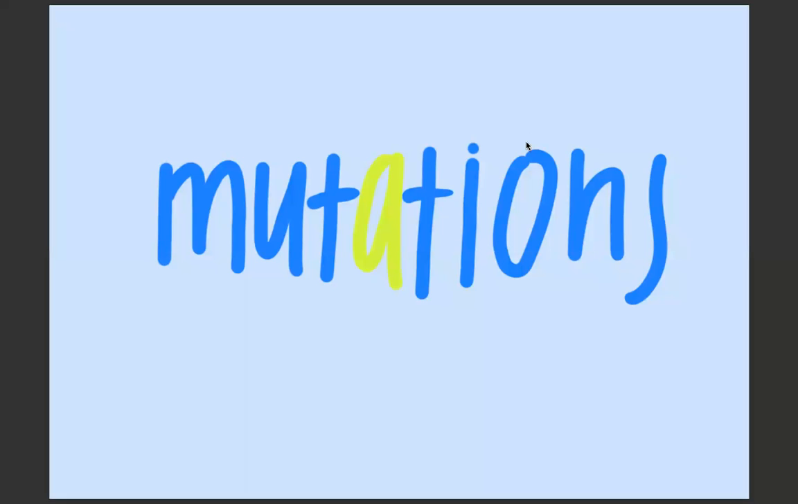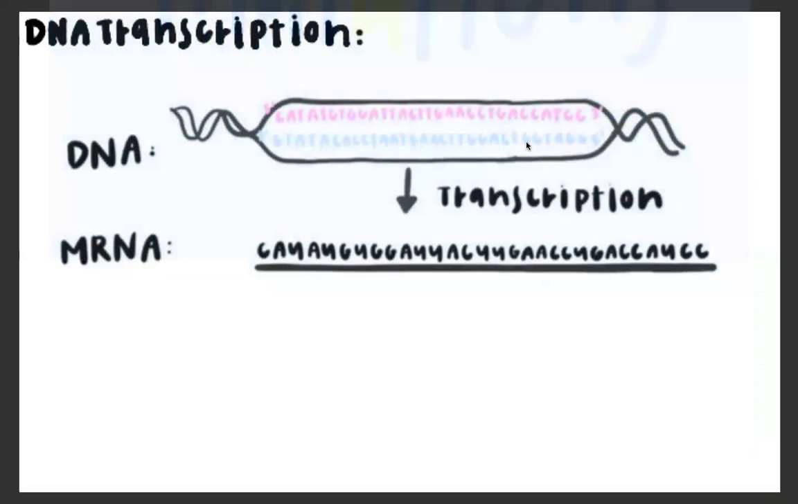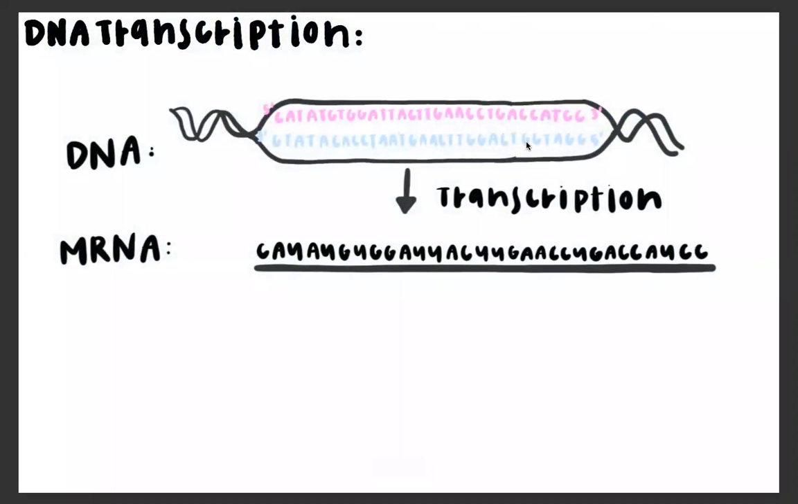In this video, we are going to learn about DNA transcription, translation, and mutations. Taking a look at this top DNA strand, we are able to undergo transcription to convert DNA into mRNA. We take our top strand of DNA from the 3' to 5' end and convert it into mRNA. Remember, all our A bases become U bases in RNA.